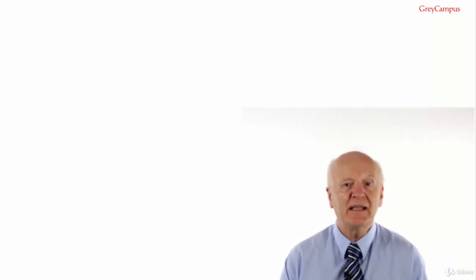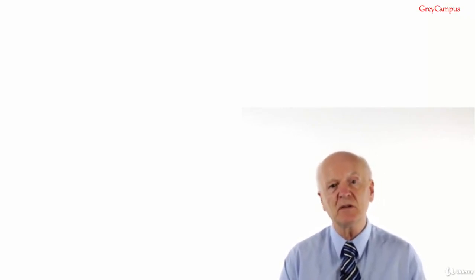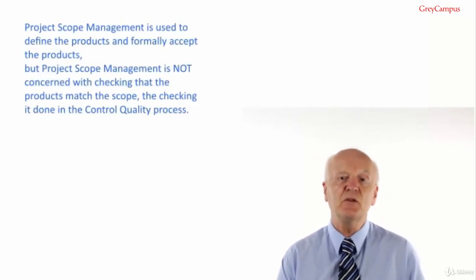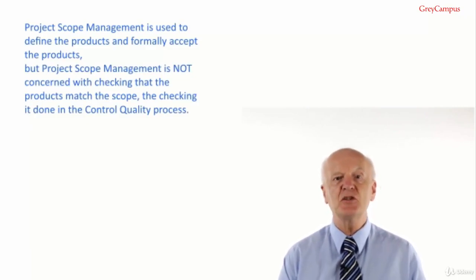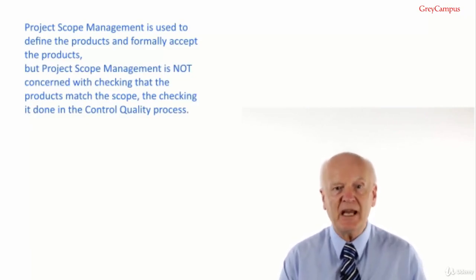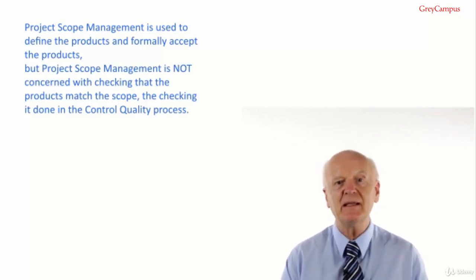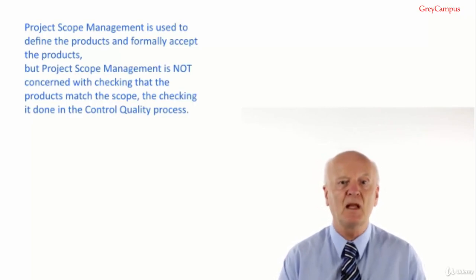But let's just say that I've heard this taught wrongly in presentations. I've seen PMP training guides get it wrong, and I've seen mock exams get it wrong too. Project scope management is used to define the products and formally accept the products, but project scope management is not concerned with checking that the products match the scope. The checking is done in the control quality process.